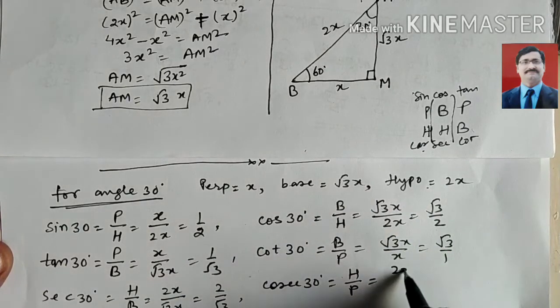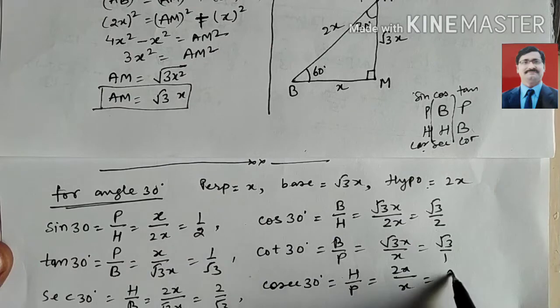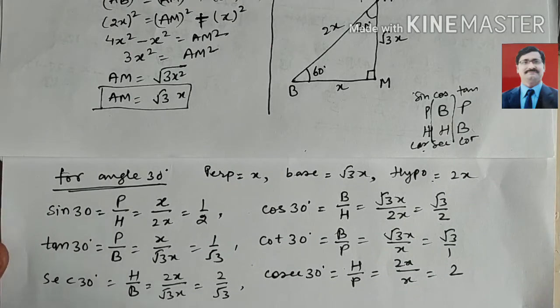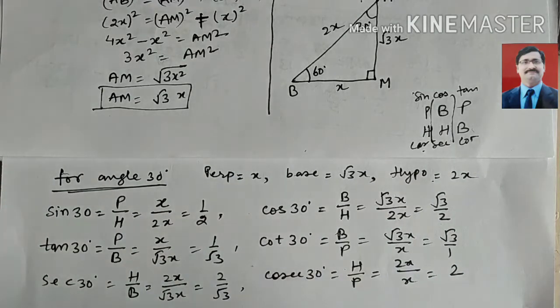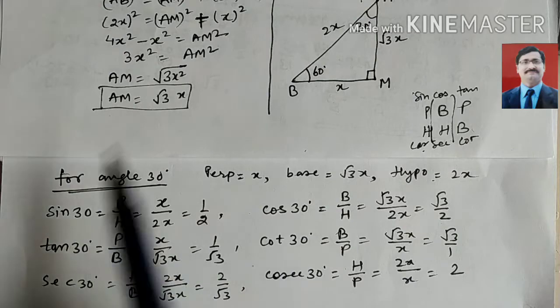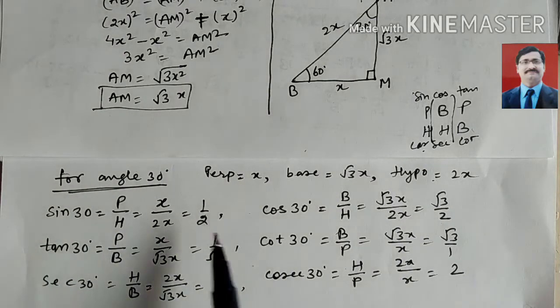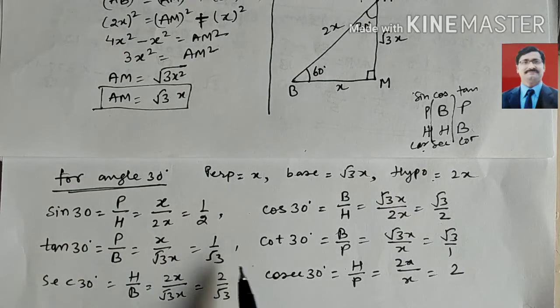Hypotenuse is 2x, and perpendicular is x. This way you get all these values for 30 degree and 60 degree. Look here, you can get this in the exam. We have done 12 questions. So 12 questions we completed. If in the exam you get a question to geometrically prove that sine 30 equals 1 upon 2, you have to use this whole process. Only this you will find, and you can do.